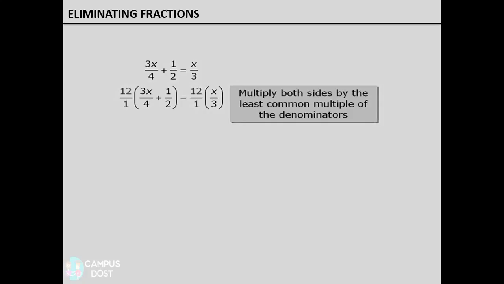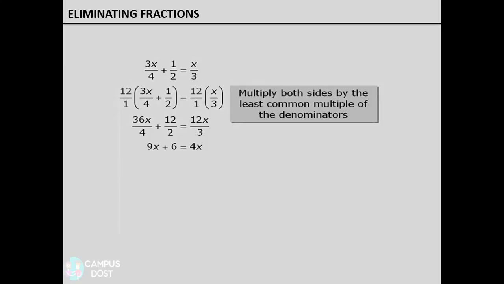Now at this point, we need to expand the left-hand side. So first we will multiply 12 and 3x over 4 to get 36x over 4. Next we'll multiply 12 and 1/2 to get 12 over 2. Now I could have simplified these products, but I'll do that in the next step. On the right-hand side, we'll multiply 12 and x over 3 to get 12x over 3. At this point, all of our fractions simplify nicely. 36x over 4 is equal to 9x, 12 over 2 is equal to 6, and 12x over 3 is equal to 4x. Now that we have eliminated the fractions, we have a relatively simple equation to solve.